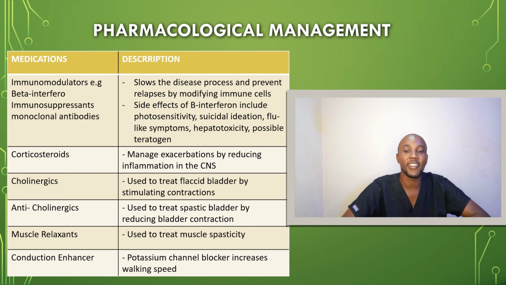We have muscle relaxants. An example of a muscle relaxant is a drug such as baclofen, and it is used to treat muscle spasticity. We have also conduction enhancers. Here we mostly use potassium channel blockers to increase walking speed in a patient. That's the pharmacological management of multiple sclerosis.